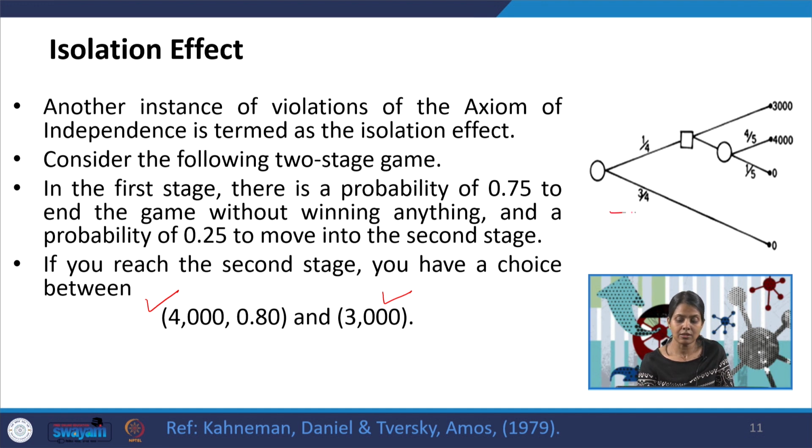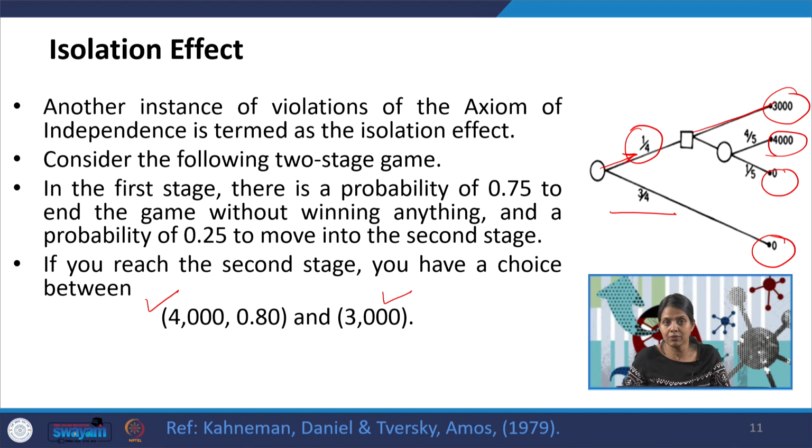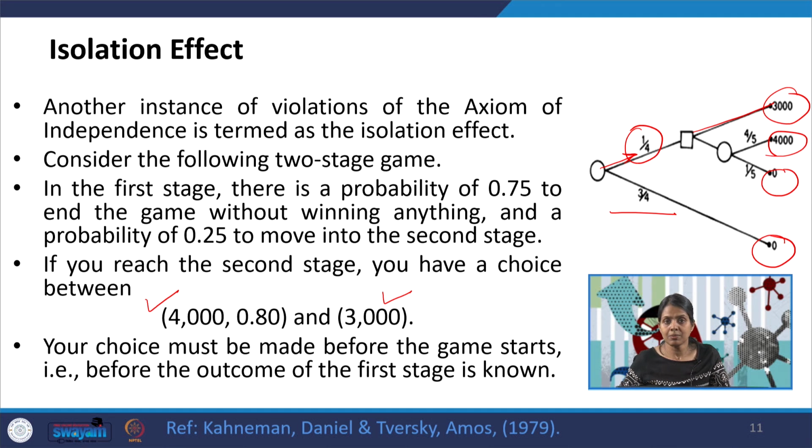So, there is a 0.75 or 3/4 chance of ending the game where no one is getting anything. If you reach the other stage with 0.25 probability, or 1/4 probability, then you have two alternatives. Either you win 3000 with certainty or you win 4000 with 0.8, and of course, the other remains at 0 with probability 1/5 or 0.2. Your choice must be made before the game starts, that is, before the outcome of the first stage is known.